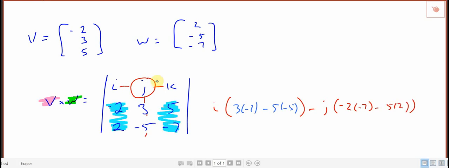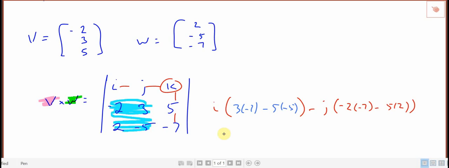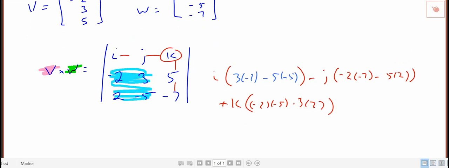And then we do the k. Take out the first row and last column, again leaving myself with a 2 by 2 matrix. So I'm going to have plus k, and that determinant is -2 times -5 minus 3 times 2. Also note when you're doing this determinant, be careful: it always alternates signs, in this case plus, minus, plus, in between.